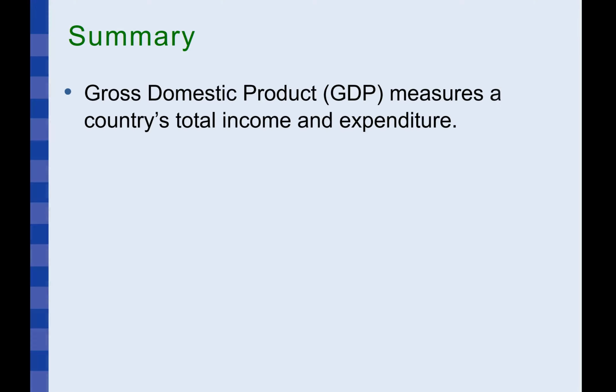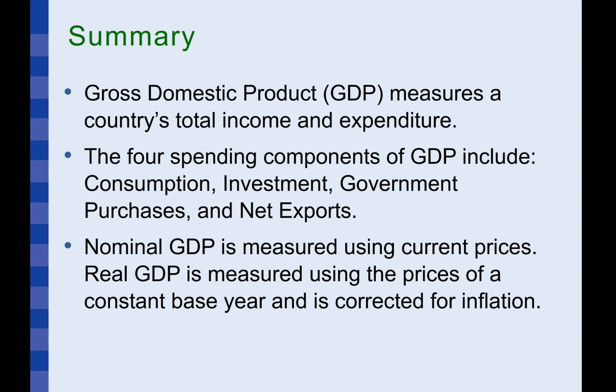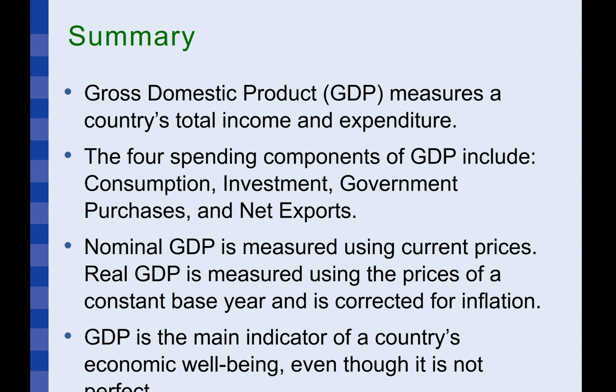To summarize the chapter, GDP is the measurement of a country's total income and expenditure. Remember that circular flow model where one is the same as the other. The four components of GDP are consumption, investment, government purchases, and net exports. Nominal GDP is what we measure in current prices. Real GDP is the adjusted prices, adjusting for inflation. And GDP is the main indicator of a country's well-being, not a perfect indicator.